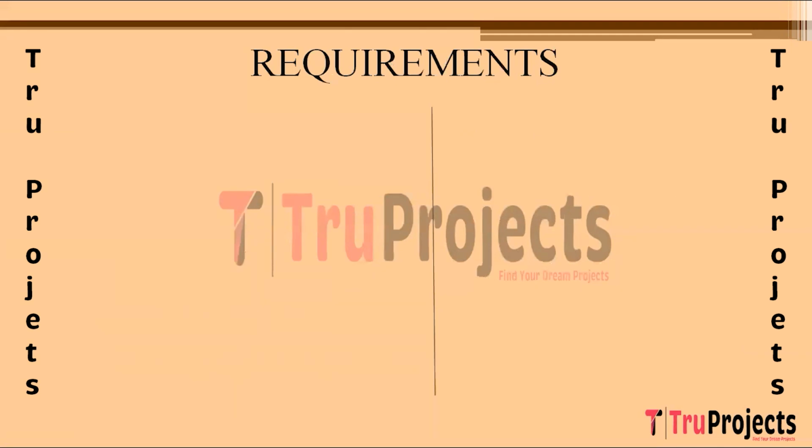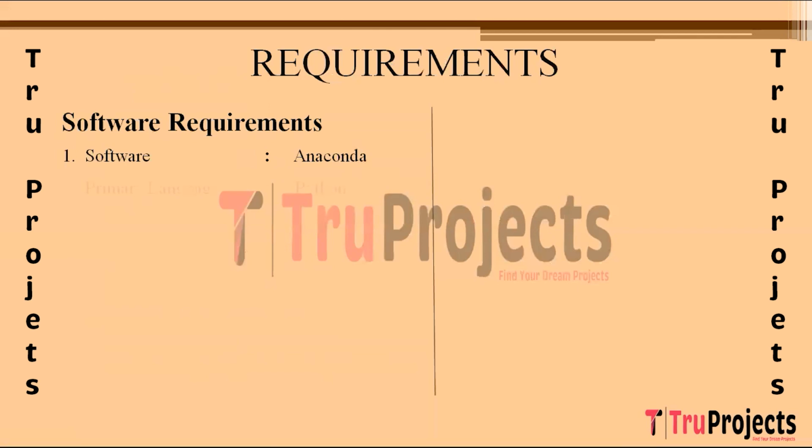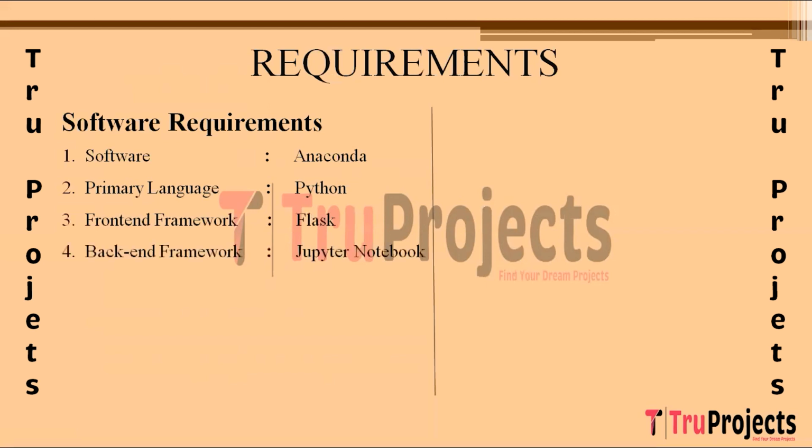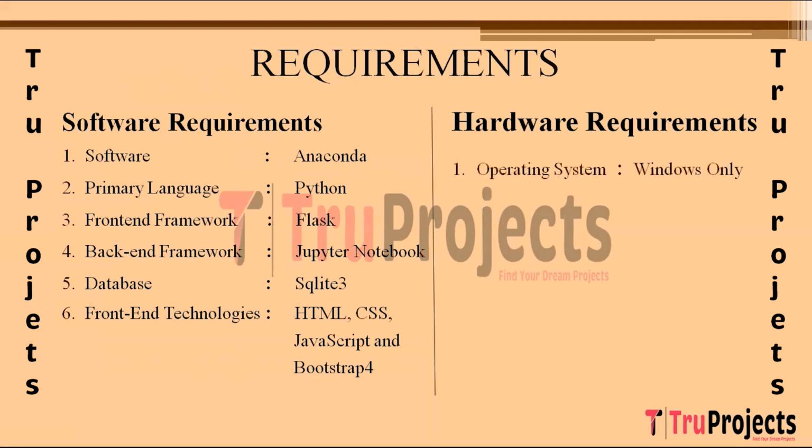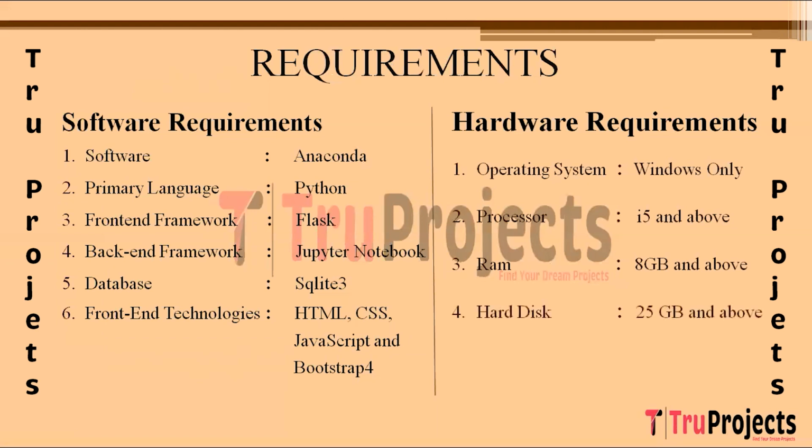Requirements needed to execute this project are software requirements. Software needed is Anaconda, primary language used is Python, front-end framework used is Flask, back-end framework used is Jupyter Notebook, database used is SQLite 3, and front-end technologies used are HTML, CSS, JavaScript, and Bootstrap 4. Hardware requirements needed are operating system of Windows, processor of i5 and above, RAM of 8 GB and above, and hard disk of 25 GB and above.